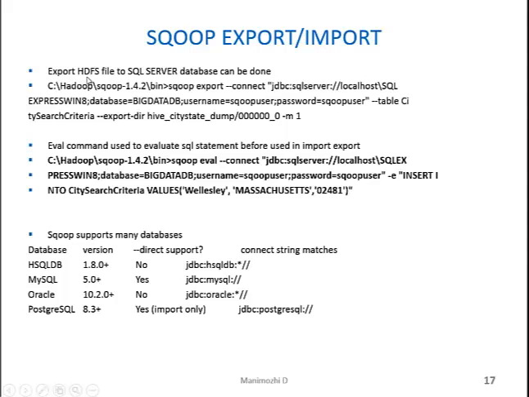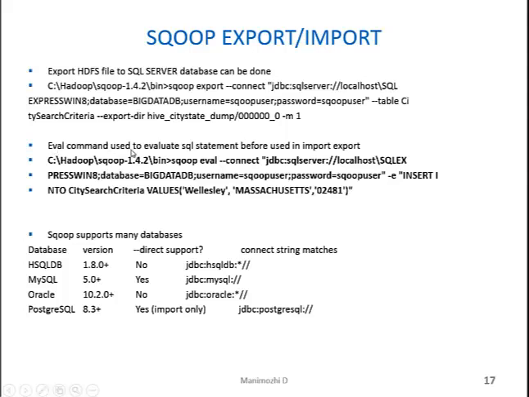This HDFS file data can be exported into SQL Server databases. The command for that is Sqoop export, the connection string and the table to be exported. And this Hive city state dump, which I made two slides ago, from that dump I am loading into this table. The output from this command, the delimited columns, should match what is in the table in SQL Server.